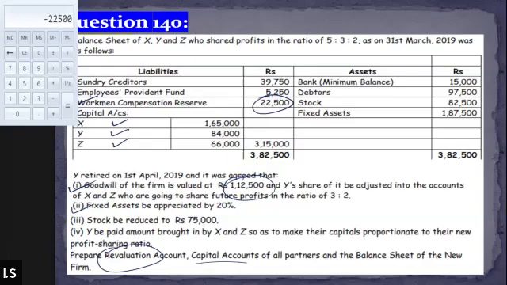All right, so let's just quickly do that. For that purpose, we will first have to find out the total adjusted capital of the partners. For that, we will have to prepare a working note. We'll write down adjusted capital of the partners.